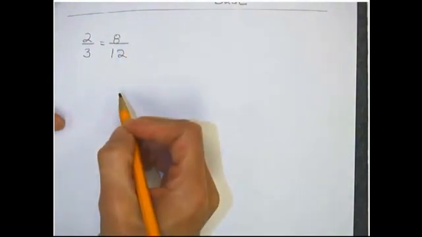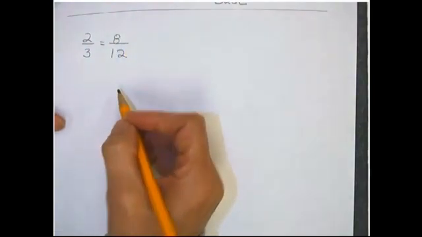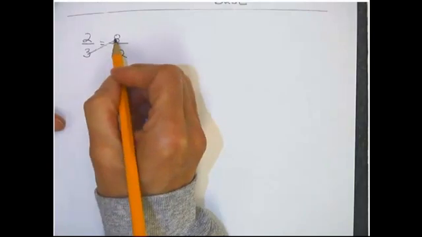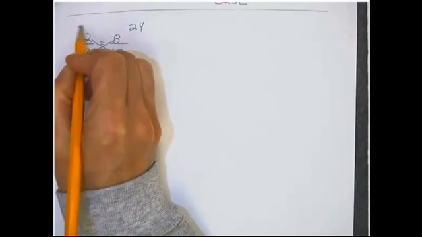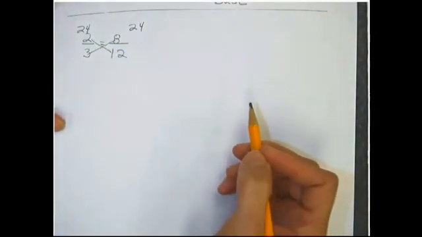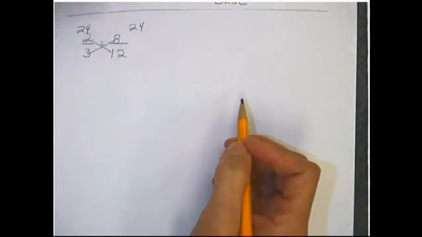Okay, and if we have truly written equivalent ratios, I want us to take a look at our cross products. 3 times 8 is equal to 24, and 12 times 2 is equal to 24. Okay? That would only be true if we've truly written equivalent ratios.